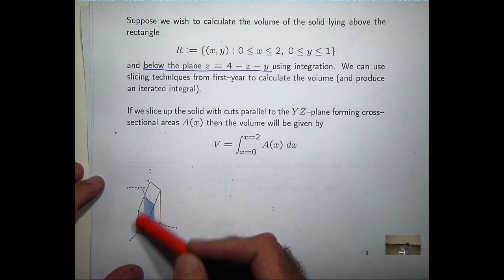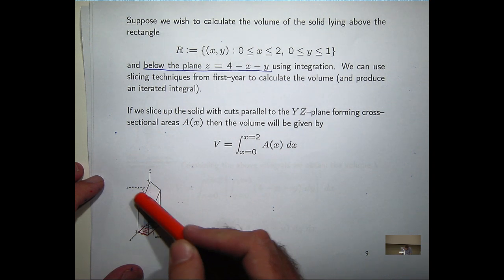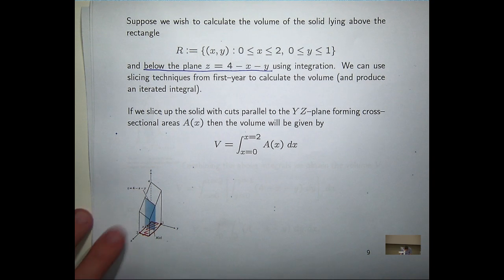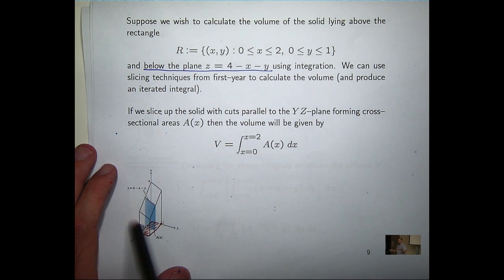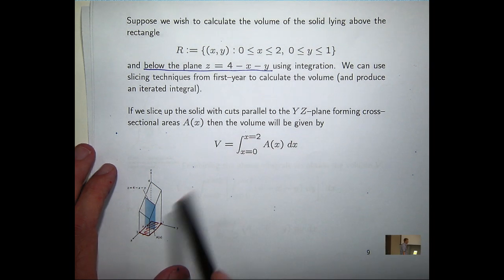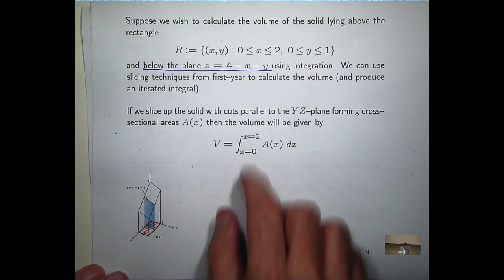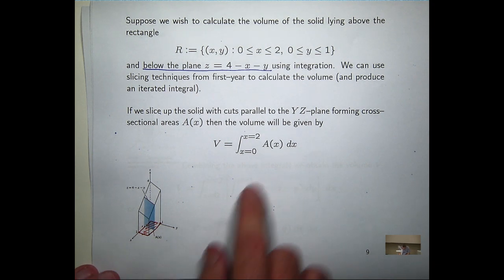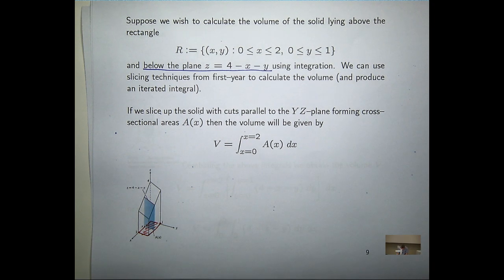Now, if I can come up with some way of representing that shaded blue region, the cross-sectional area, then to calculate the volume of this whole thing, all I would do is integrate along the x-axis from x equals 0 to x equals 2. I would integrate that area function. Now, how do I find the area function? Well, you use another integral. You put them together, you get a double integral. Okay?